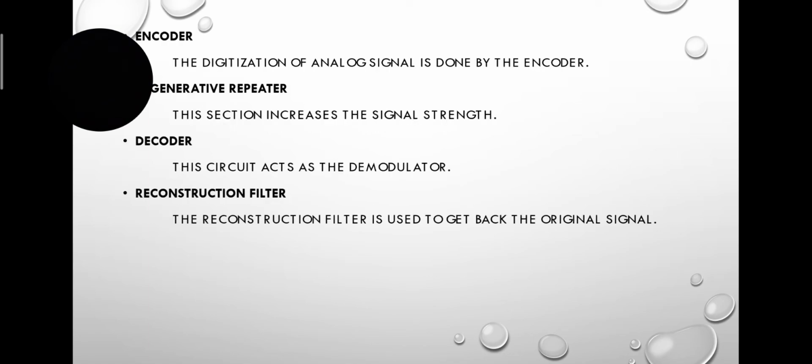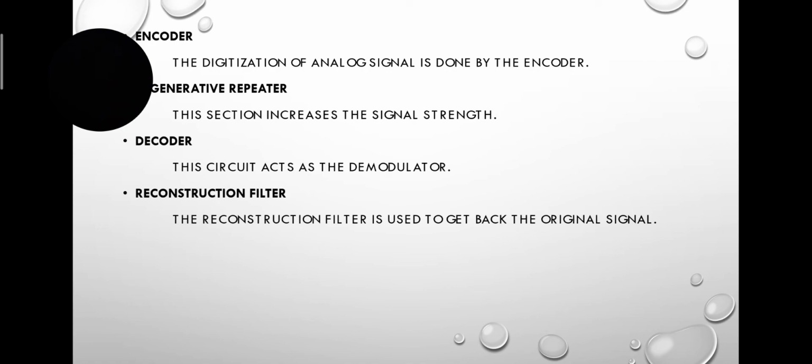Encoder. The digitization of the analog signal is done by the encoder. It designates each quantized level by a binary code. The sampling done here is the sample and hold process. These three sections, low pass filter, sampler, and quantizer, act as an analog to digital converter. Encoding minimizes the bandwidth used.